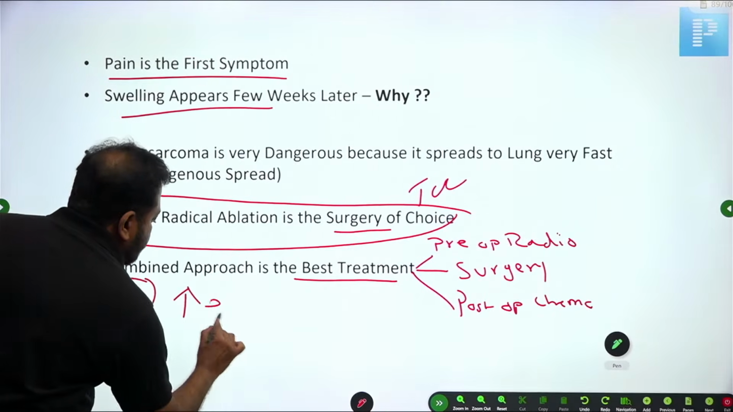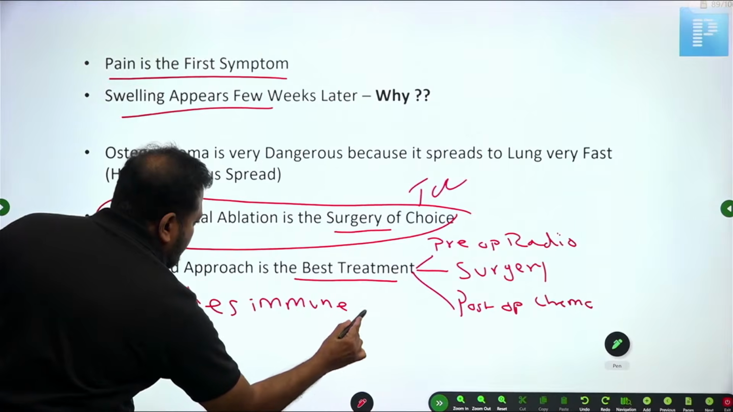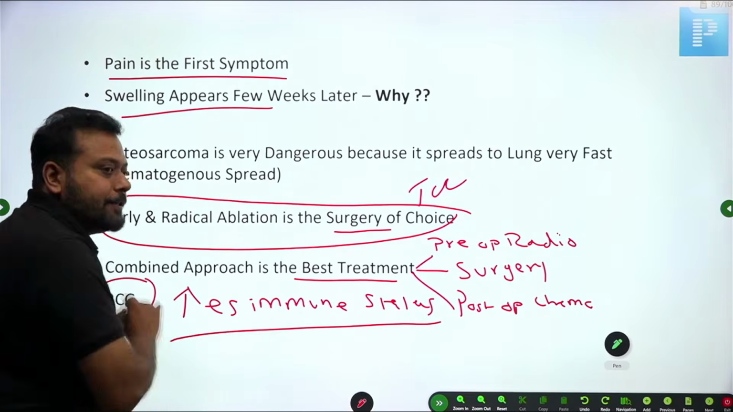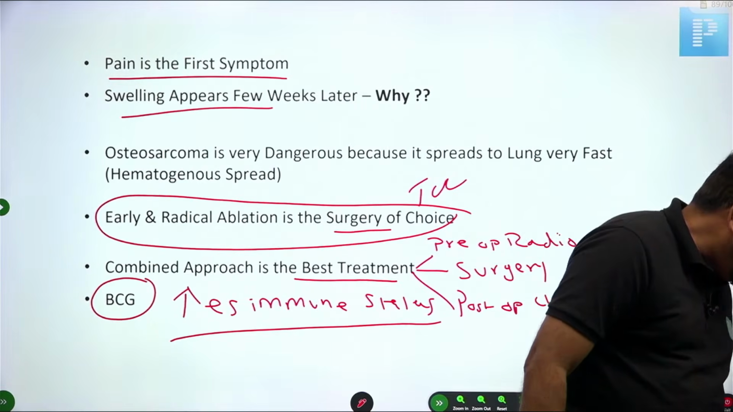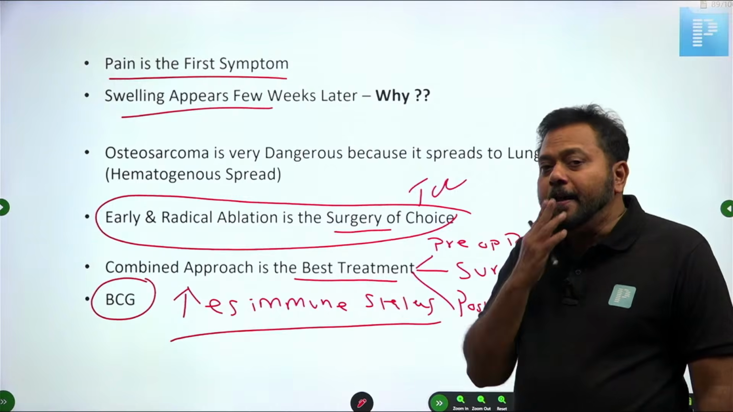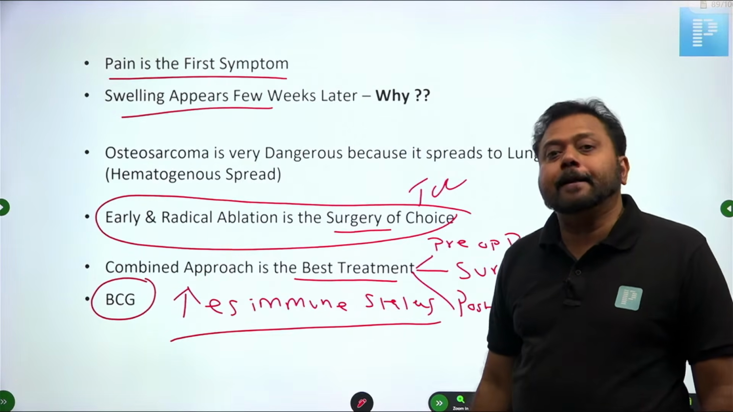It increases the immune status in case of osteogenic sarcoma. BCG, yes, Codman's triangle, good. So BCG increases immune status in two cancers. One is osteogenic sarcoma, another is bladder cancer.